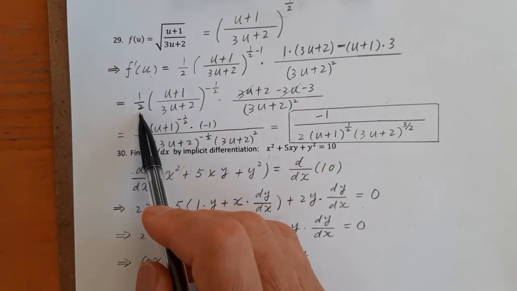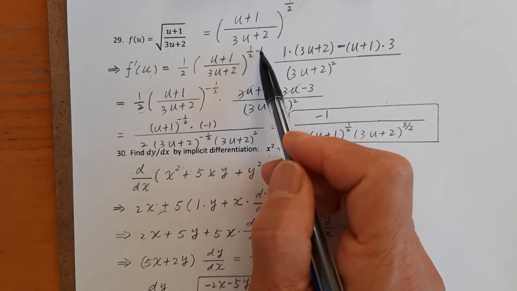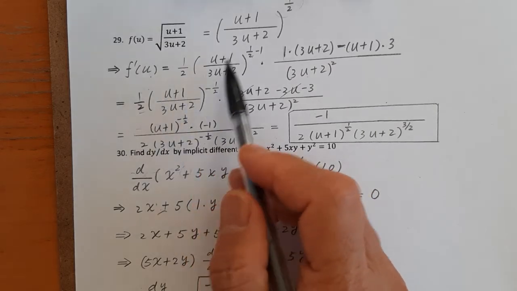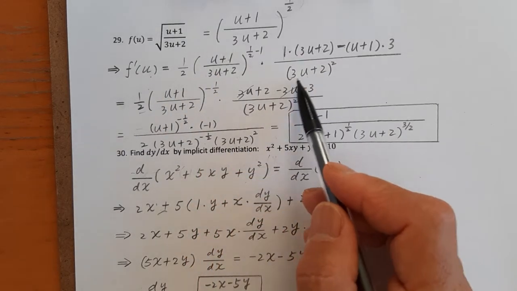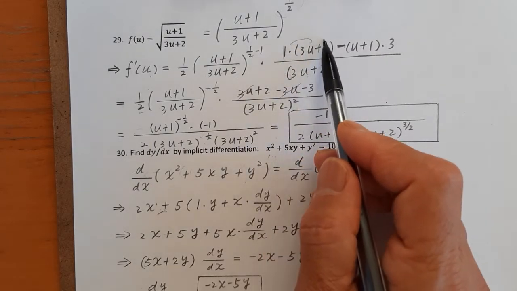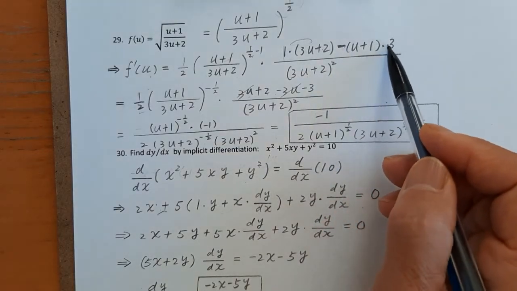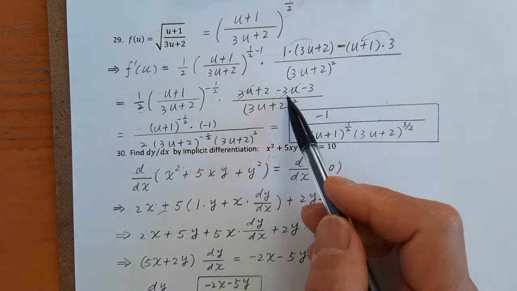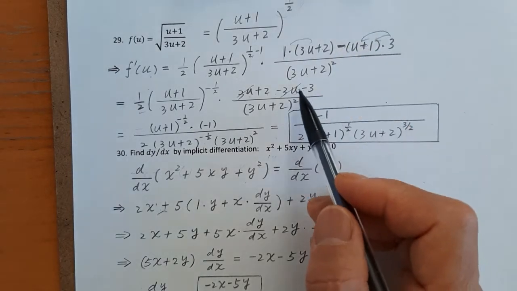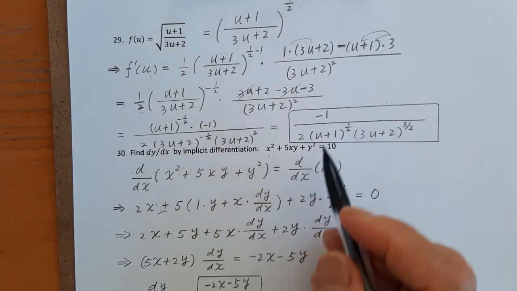Equal 1 over 2. And this 1 over 2 minus 1 is 1 over 2 minus 2 over 2, a negative 1 over 2. The base is still this. And this 3u plus 2 quantity squared, and numerator distributive in is 3u plus 2 minus, distributive in, minus 3u. Distributive in negative times positive. So you got negative 3.